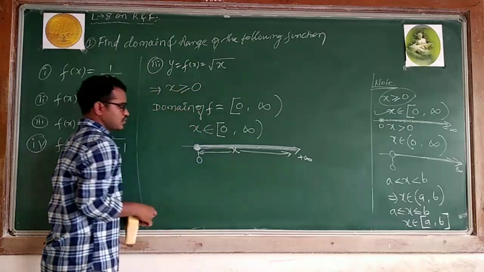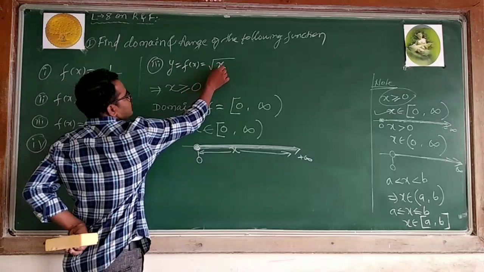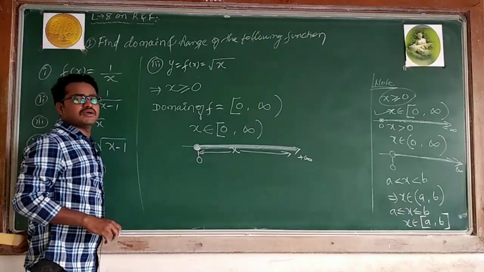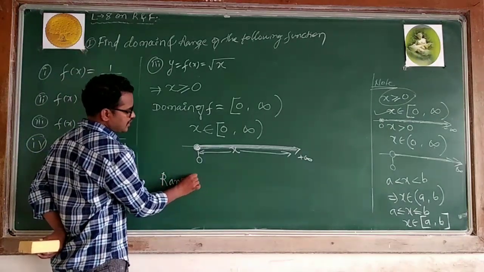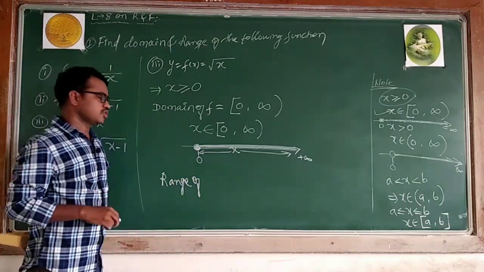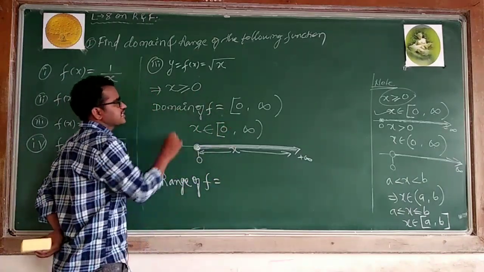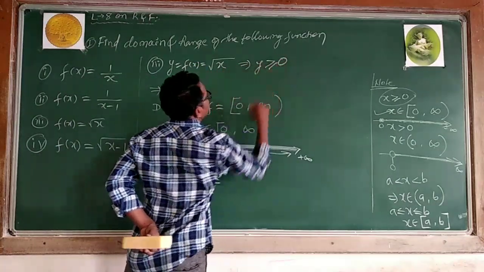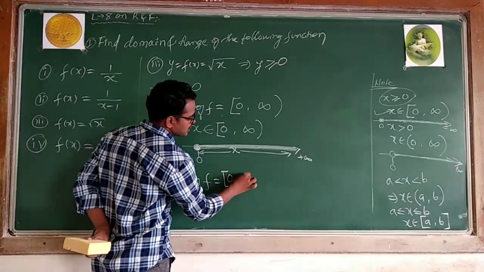What is the y value? When you are taking x greater than or equal to 0, if x is 0 you will get 0. Then 1, 2, 3, 4, 5, root of any number. The range is also the same. A negative value is not possible, because under root you will get only a positive value. So the range of this function, since x is greater than or equal to 0, implies that y is also greater than or equal to 0. The range is also 0 to infinity.